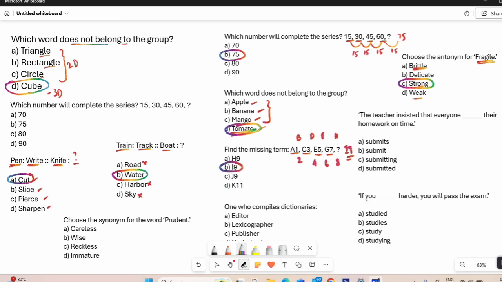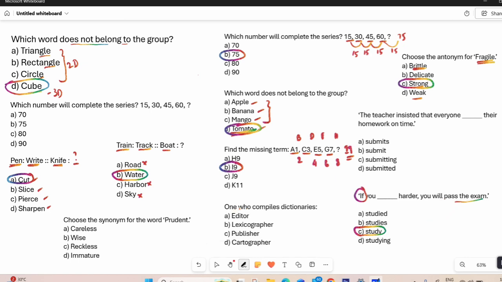So next thing is, if you dash harder, you will pass the exam. So here the if clause is there. So here if is the present and the future goal. So here study is the correct answer. So the present tense is study and it gives the future outcome.